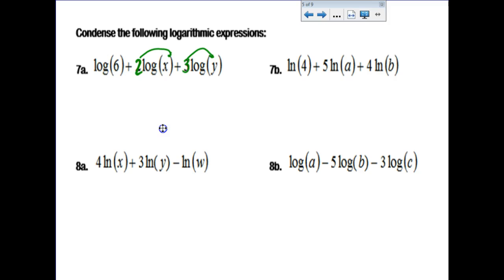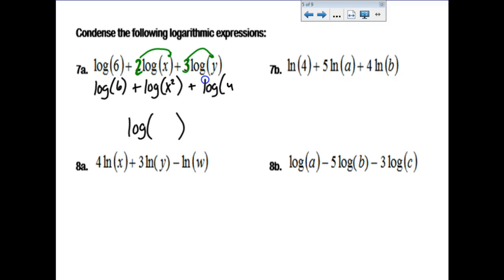And what's my final answer going to look like? Yep, common log and then some stuff. If you already know what it is, go ahead and put it down, but I'm not that good. So, all right, so log 6. This is now log of x squared. And this is now log of y to the 3rd.